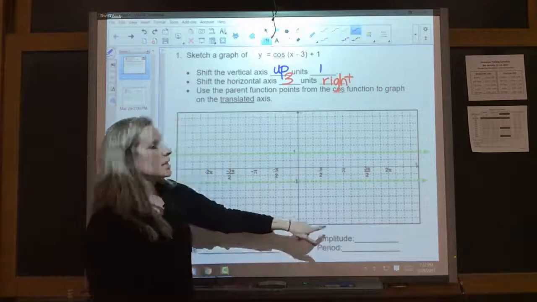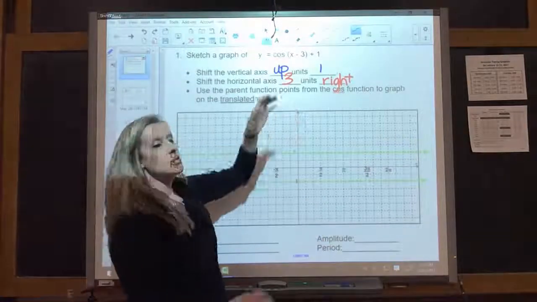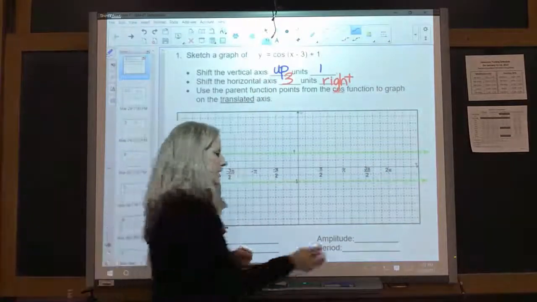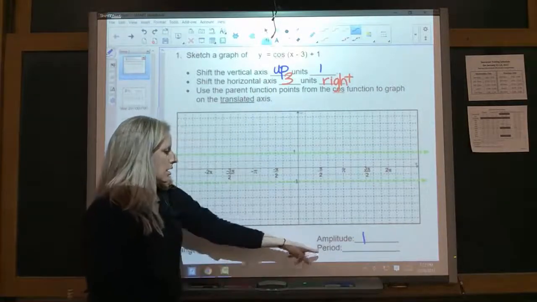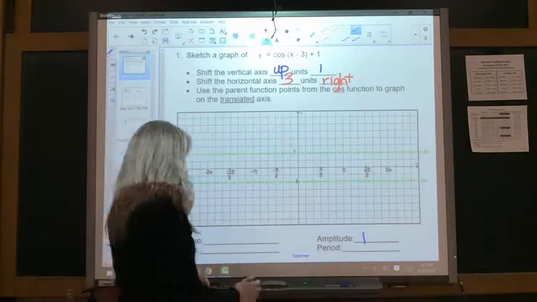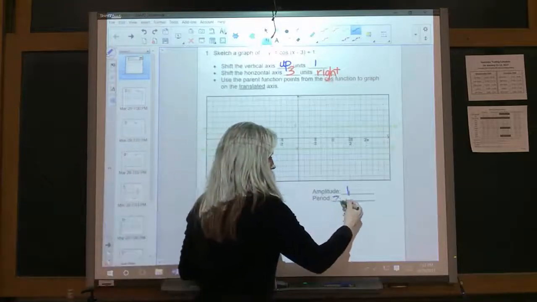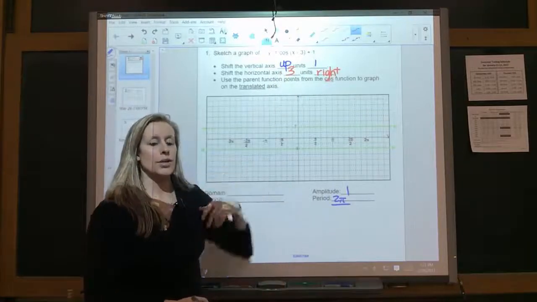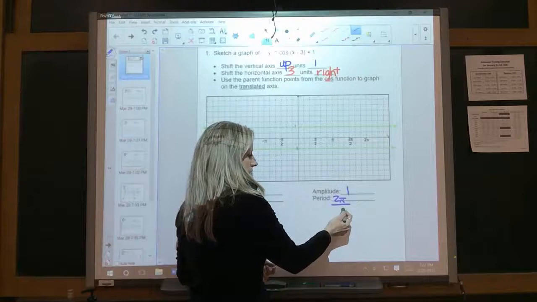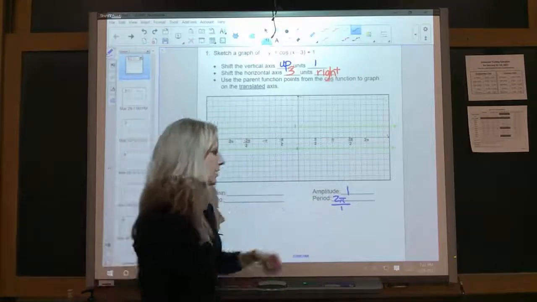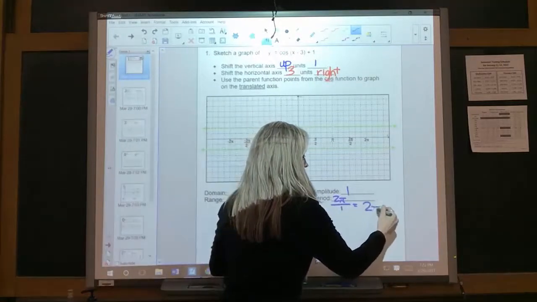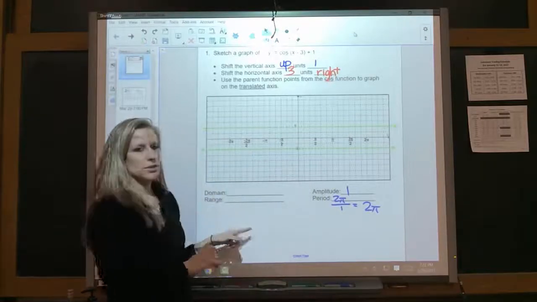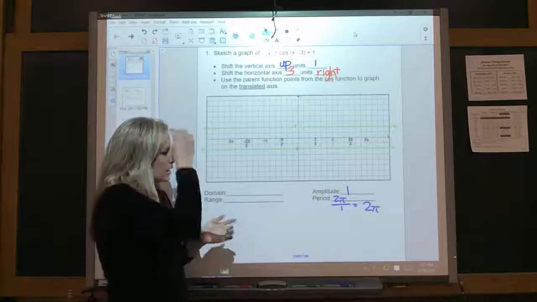Your amplitude is going to be the number at the very beginning, the absolute value of that number. And here we don't have a number, so it's a sneaky 1. My period would be 2 pi divided by the number in front of x. And on this equation we don't have a number in front of x, so it's a sneaky 1. And 2 pi divided by 1 is still 2 pi.